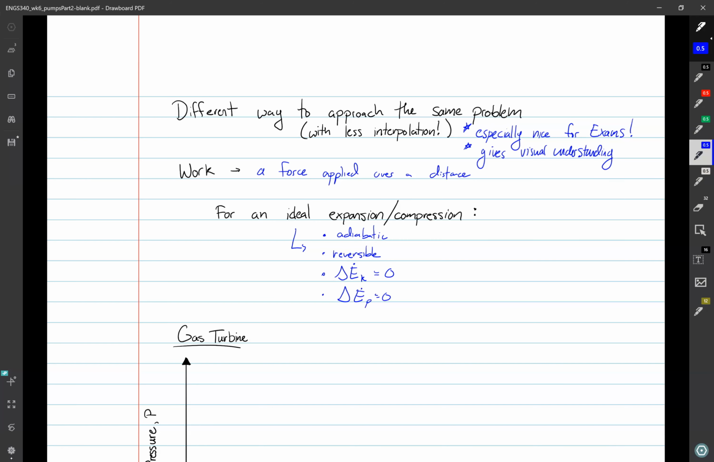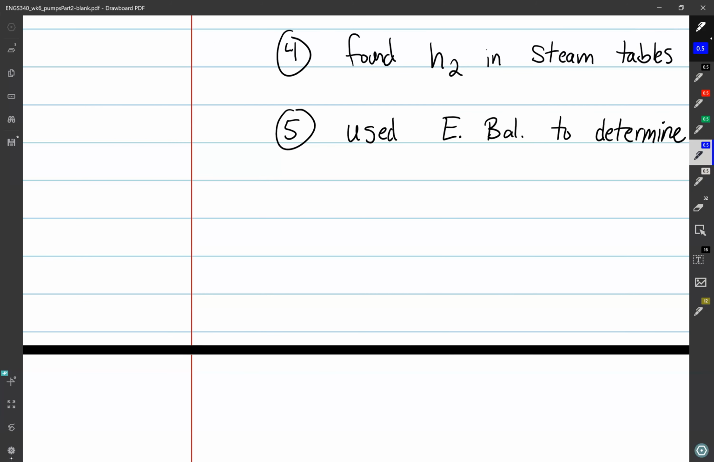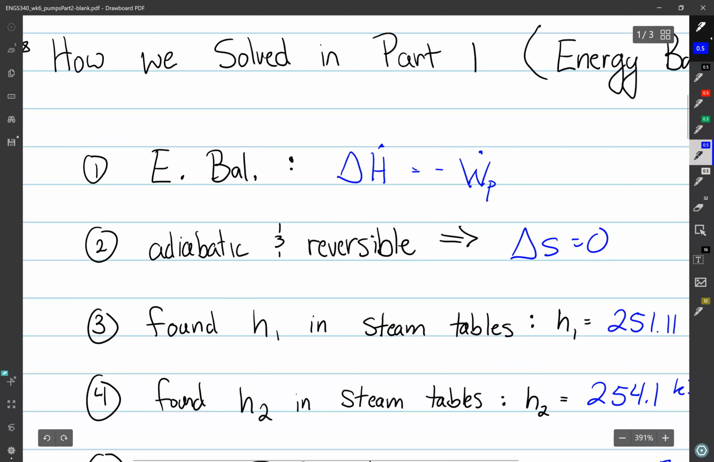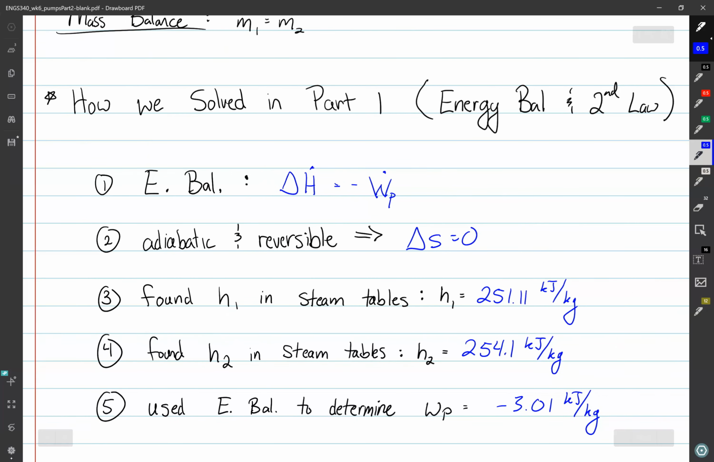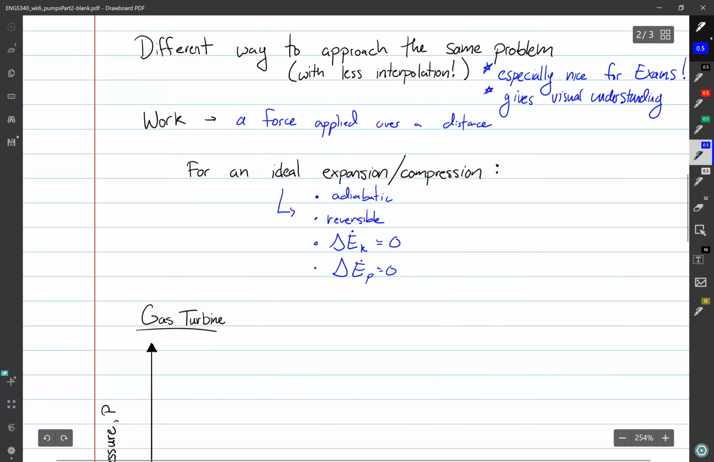If all of these things are true, which isn't that much of a stretch, these are the same things that had to be true for our more usual analysis. To simplify our energy balance like this, we said that potential energy and kinetic energy were 0. Adiabatic and reversible, that was delta S equals 0. So it's the same assumptions, the same things that need to be true.